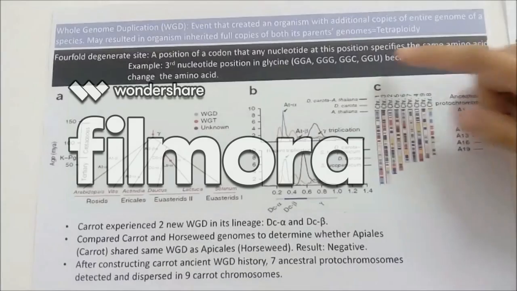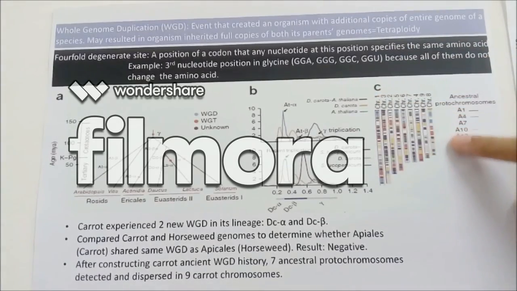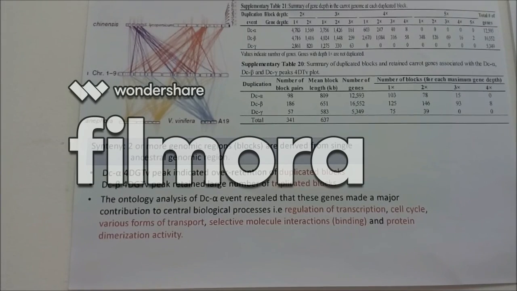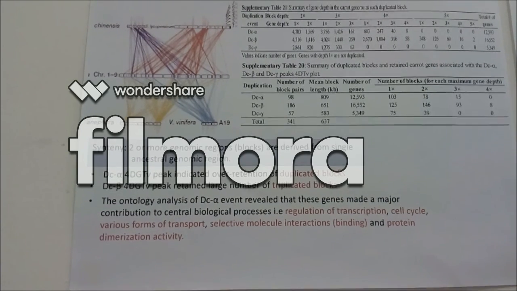They found 7 ancestral protochromosomes dispersed in 9 carrot chromosomes. Synteny of carrot protochromosome A90 corresponds to several plants with 2x3 or 3x2 WGD events. These two tables showed that DC alpha overwrote duplicated blocks while DC beta overwrote triplicated blocks. Lastly, ontology analysis of the DC alpha event revealed that its genes are involved in molecule interaction and protein dimerization activity.